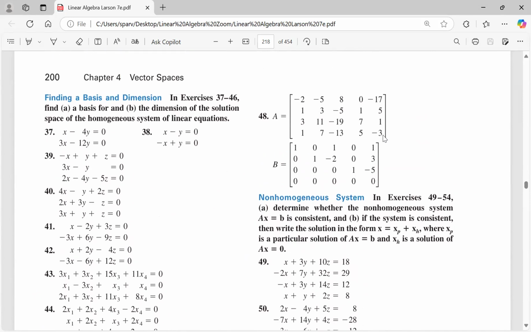So in exercise number 40, the question reads, find the basis for, and in part B, the dimension of the solution space of the homogeneous system of linear equations. Number 40. So I'll write this problem. Number 40. Let me switch back to my notepad. This one.